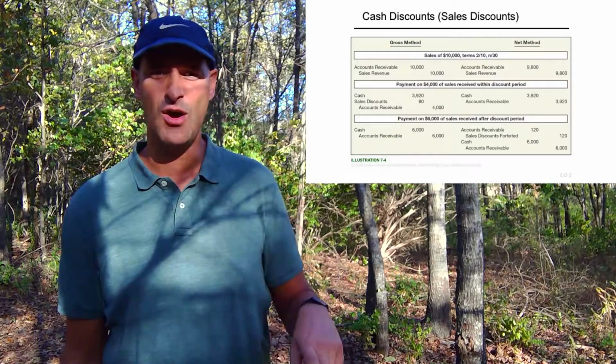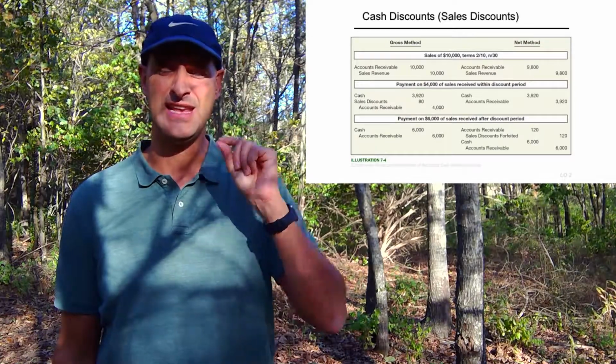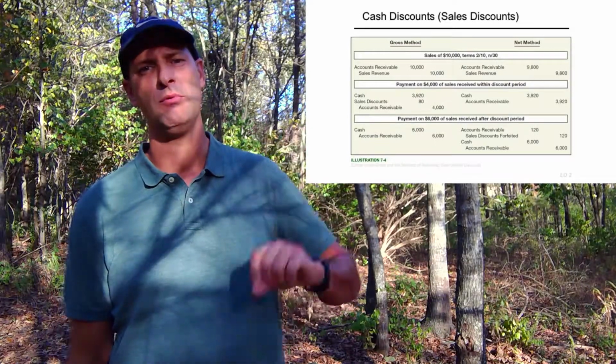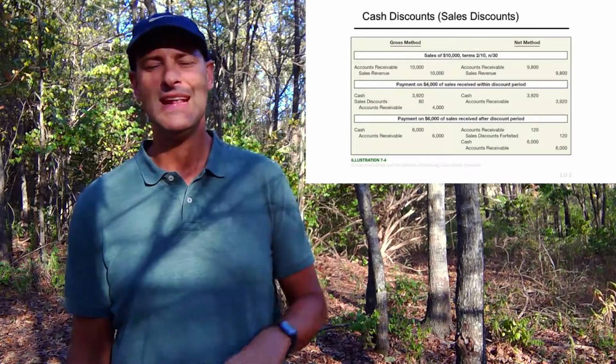And the sales discount will have a debit balance because it is actually a contra sales account. It'll reduce the amount of sales revenue that we report on the income statement. That's under the gross method.